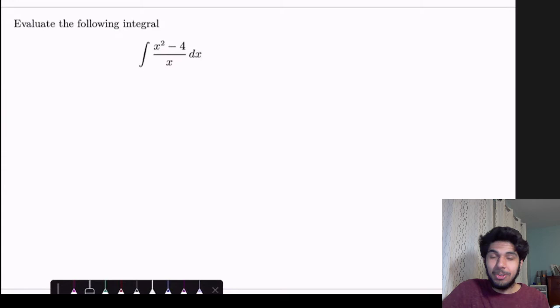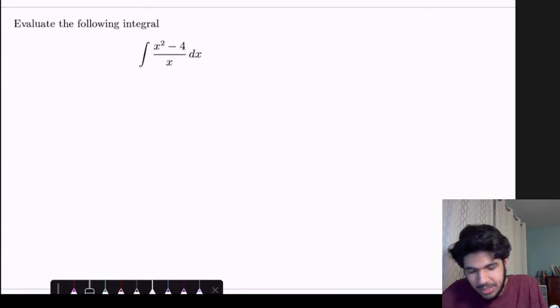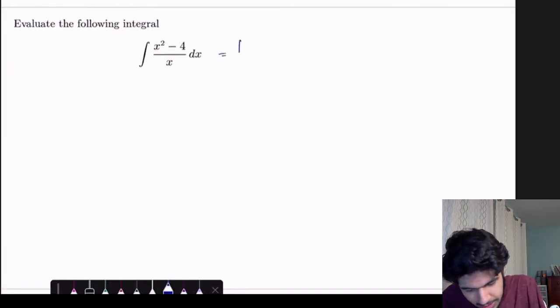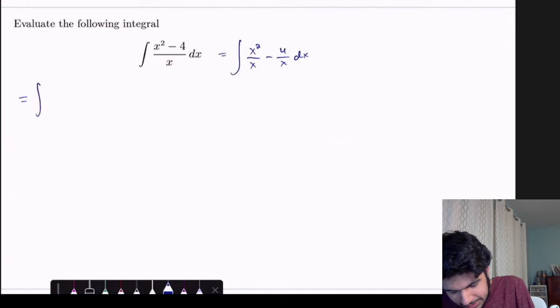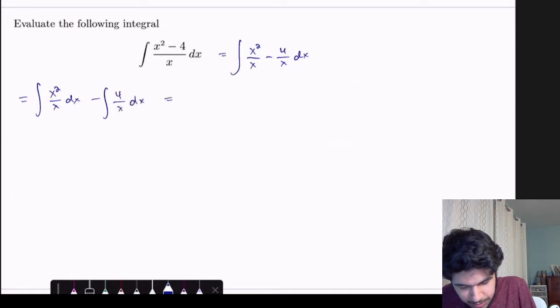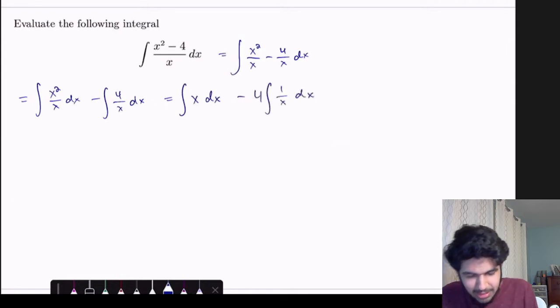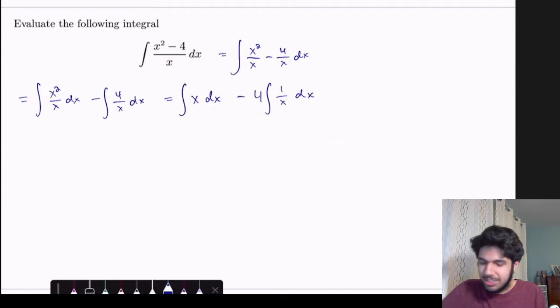So excellent. Let's try another integral. X squared minus 4 over x. So I was just saying we can split apart the fraction when we see multiple terms in the numerator. So let's do that. That will be the integral of x squared over x minus 4 over x dx. And that's the integral of x squared over x dx minus the integral of 4 over x dx. Do a little bit of simplification. X dx minus 4 integral 1 over x dx.